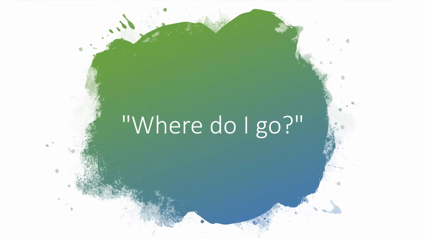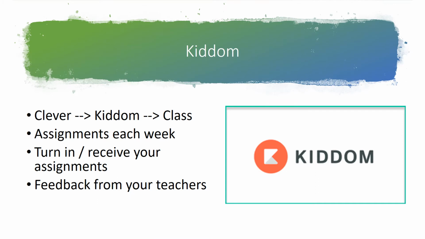So one of the first questions you might have is, where do I go? A lot of you might be thinking, what platform will I use? What will I log into in order to do my schoolwork for the day? The platform that we're using this year for our distance learners is called Kiddom. I'm sure a lot of you have already tried to log into it. In order to get into Kiddom, you're going to go to Clever. Once you're in Clever, go to Kiddom. I included a picture of what the logo is going to look like.